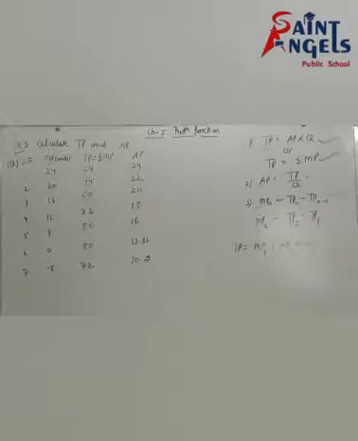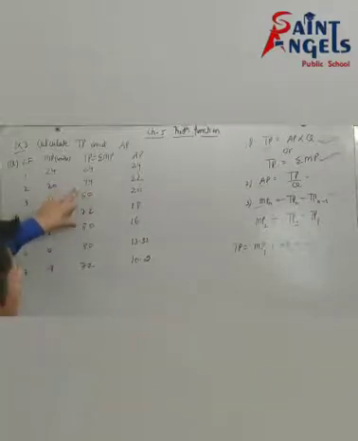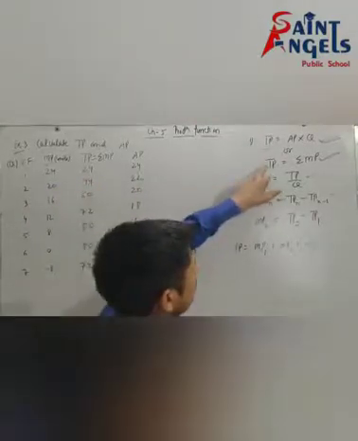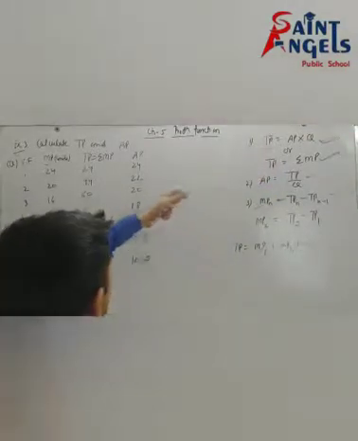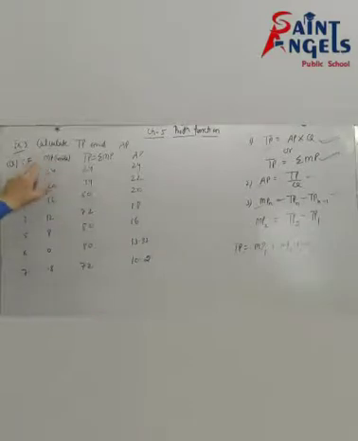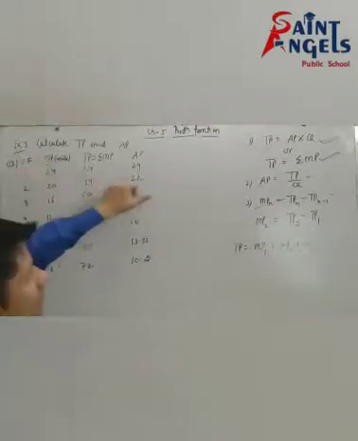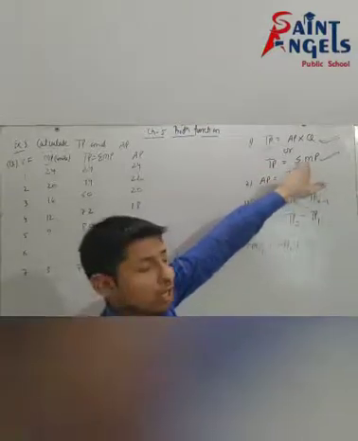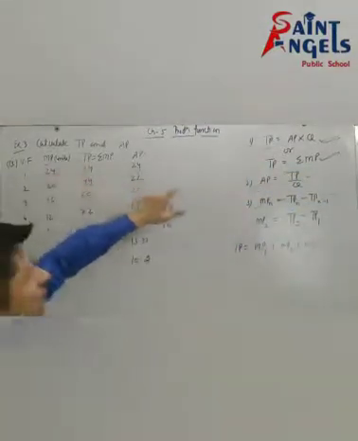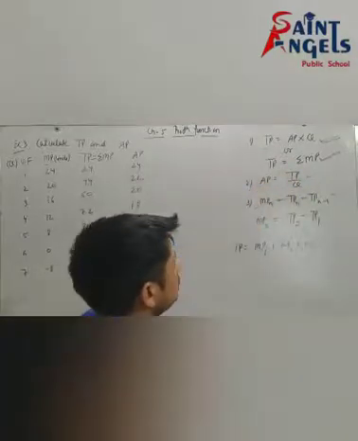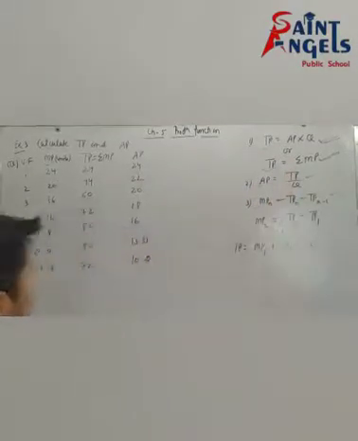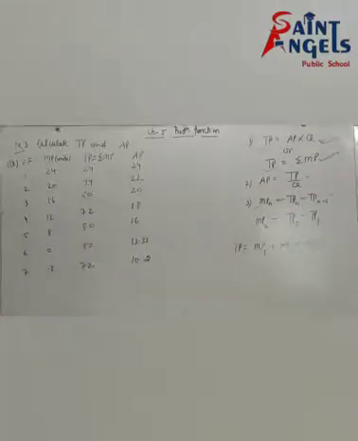I hope all of you have understood how will you calculate value of TP. You can use either this formula or this formula, but first of all you have to see which value is given. Suppose value of MP is given, then you will use this formula, and suppose value of AP is given, then you will use this formula. But in this question, value of MP is given, so we are using this formula. So I hope all of you have understood. Please pause the video and note down this.